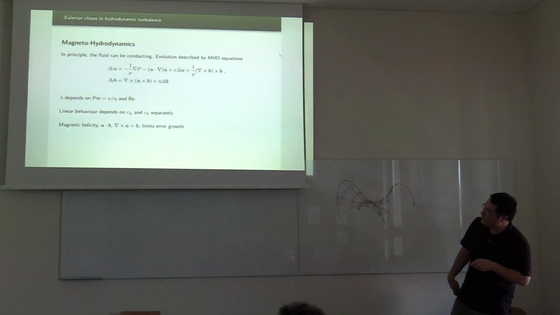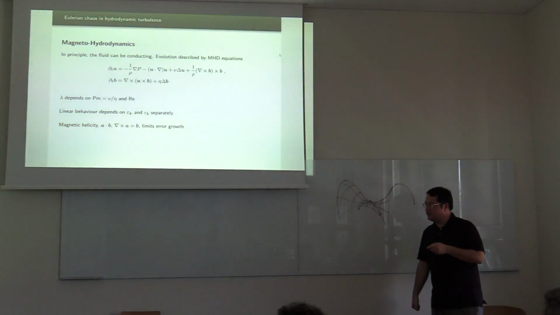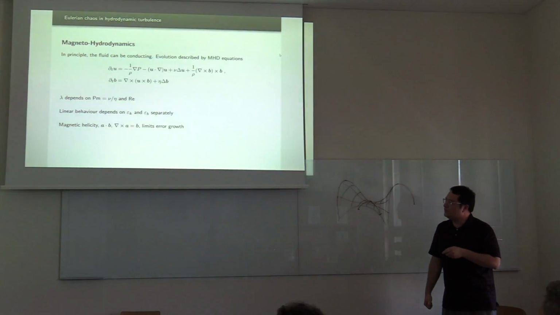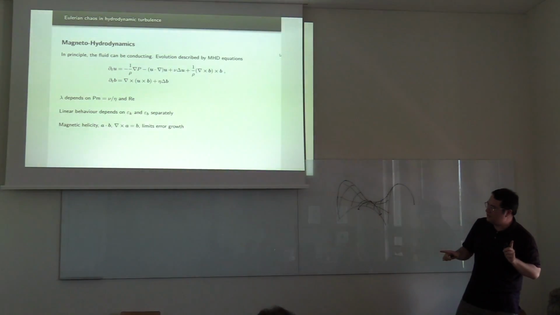Sorry. And so this linear behavior that we found for hydrodynamics is separate for the 2 fields, and it depends independently on the dissipation rate given by the U field and the dissipation rate given by the magnetic field. So they don't have the same linear rate of separation.